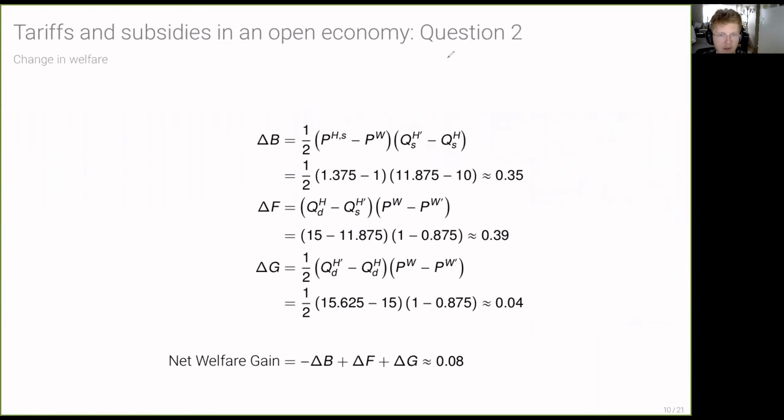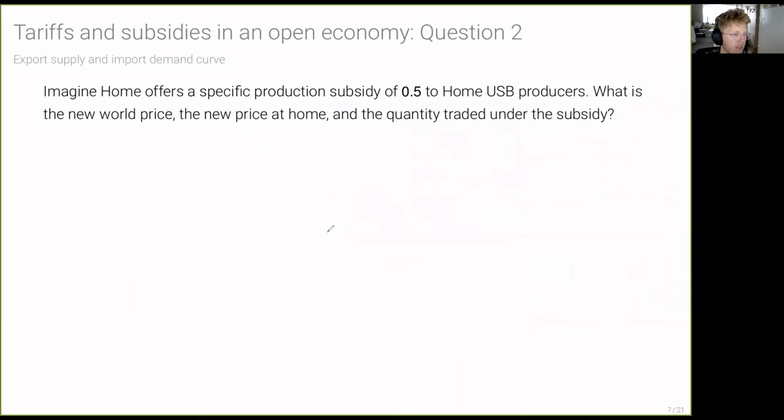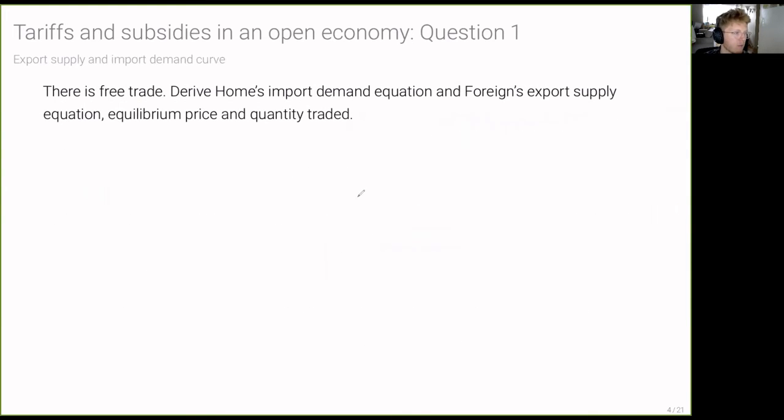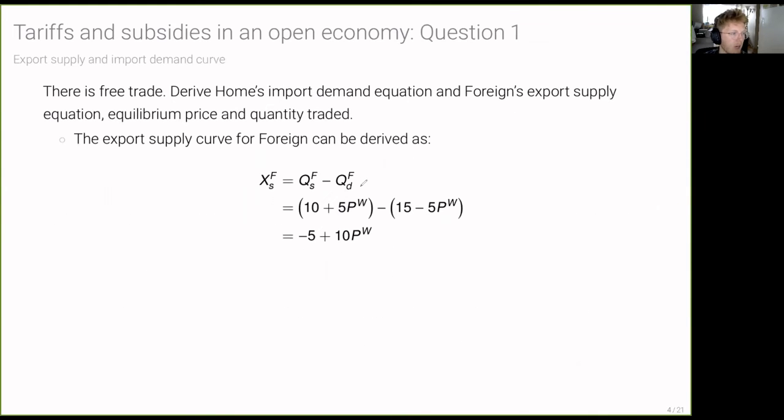Before moving on, I just want to take a small tangent. Recall that I said that this is foreign's export supply curve if it's greater than 0. So let's double check what condition is going to yield such that this is going to be greater than 0. Well, this is the same as saying that -5 must be greater than -10 P_W.